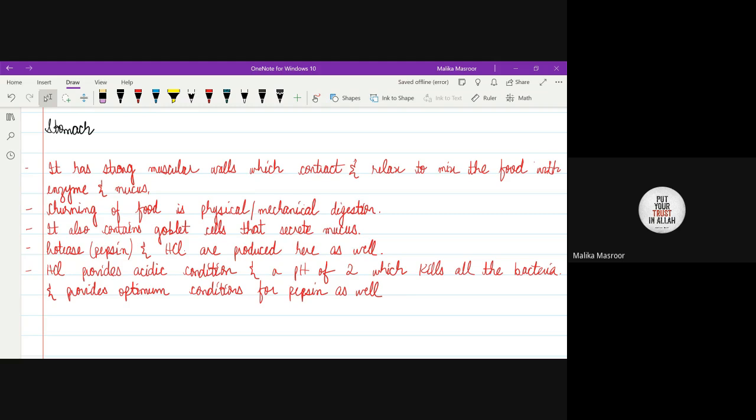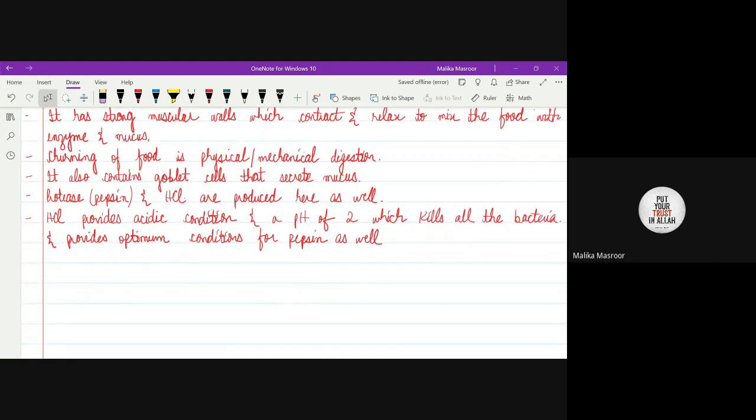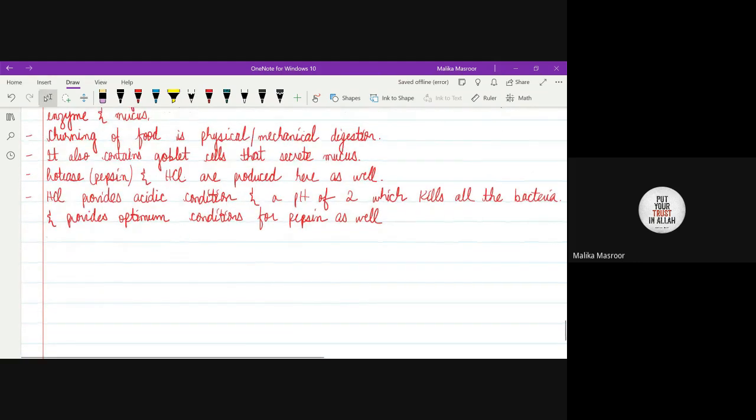Okay, then after a few hours of holding food in the stomach, the sphincter opens and partly digested food moves into your duodenum. So the duodenum is the first part of the small intestine. So we're talking about the small intestine. The small intestine has three parts: duodenum, jejunum, and ileum. Duodenum is the first part. Jejunum is not important in your syllabus. Ileum is important. Why? Because it's the place where absorption takes place.